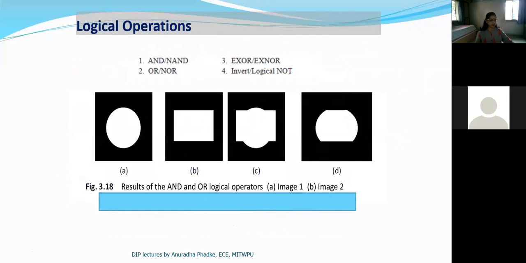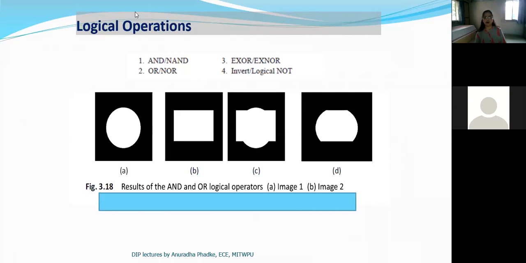Okay, now let us have a look at some logical operations. If you have any query, please type it in the chat box. Till this stage, I hope all of you have understood these simple mathematical operations. We had a look at addition, subtraction, multiplication, and division. Now let us move to the next set of point processing operations.